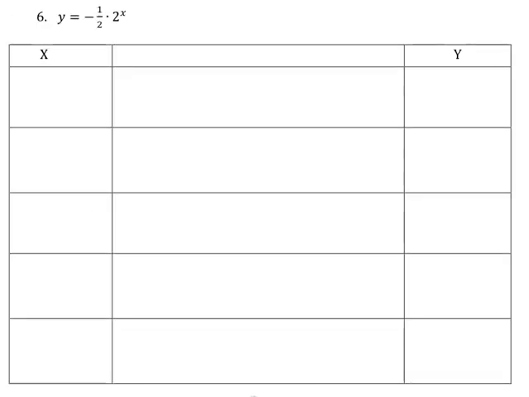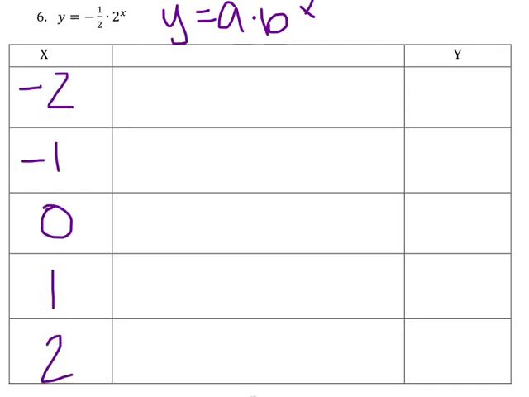Here we have an exponential function. We know it's exponential because it's written like y equals a times b to the x power. So that means that we just need to use our numbers that we always use, -2, -1, 0, 1, and 2. And we'll plug those in.